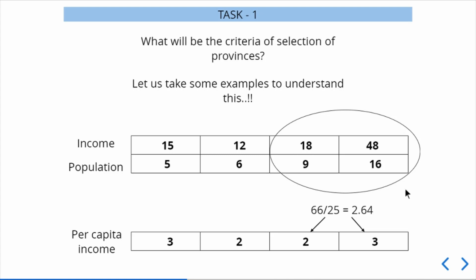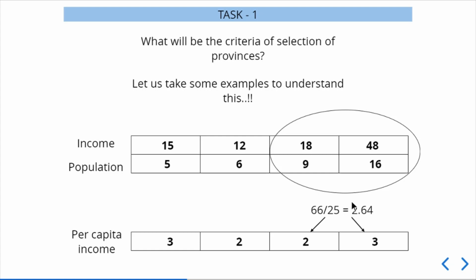If we combine these two values, then what will be the per capita income? Earlier the per capita income of this particular province was 2 and of this particular province was 3, and if we combine these two, the overall per capita income decreases to 2.64. This particular province has a per capita income of 3, but if we take a value with less per capita income and combine these two values, then the overall per capita income reduces.